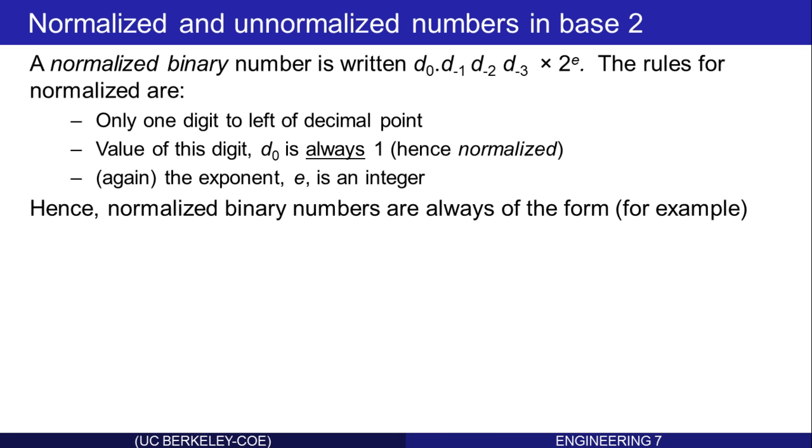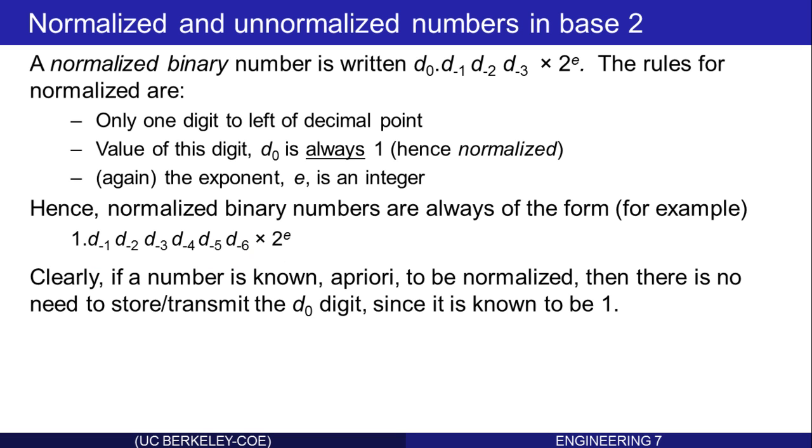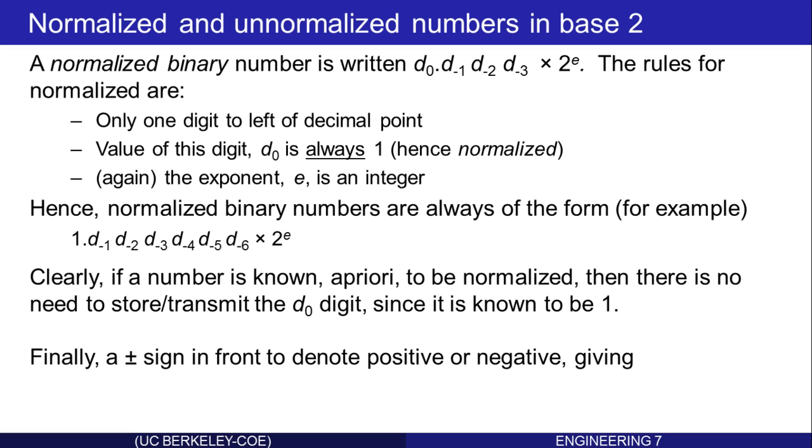So normalized binary numbers are always of the form, here I've got one with a 6-digit fraction, of a leading 1, the decimal point, then the fraction bits, and then it's a floating point number, multiplication by 2 raised to the exponent, and the exponent is restricted to be an integer. Clearly, if a number is known a priori to be normalized, then there's no need or reason to store or transmit the D0 digit, since it's already known to be 1. Finally, there's a plus or minus sign in front to denote positive or negative, giving, for example, this as the form of a normalized binary number: a sign, a leading 1, a fraction, and an exponent.